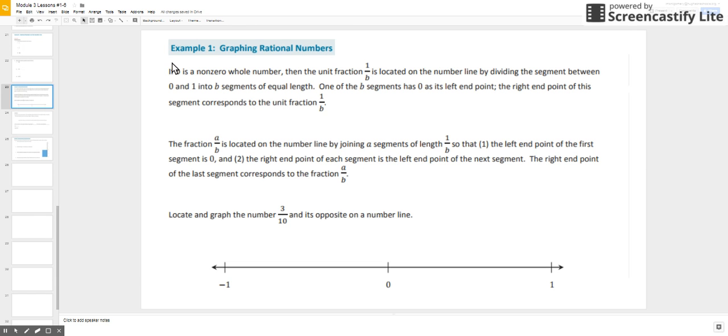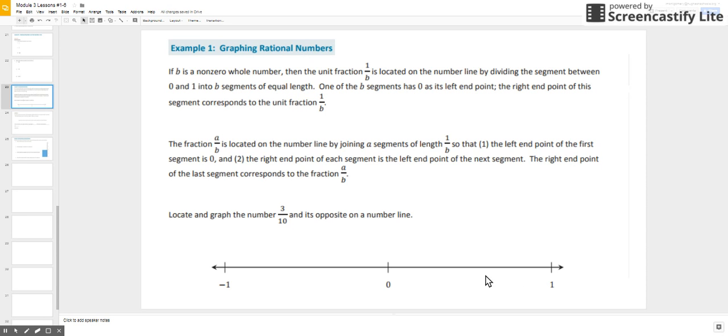All right, hello students. Now we're going to go over example 1, graphing rational numbers. So instead of reading all this information to you, I'm going to break it down for you as we go through the next two examples. Looking at the bottom where it says locating and graphing a number 3/10 and its opposite on a number line.